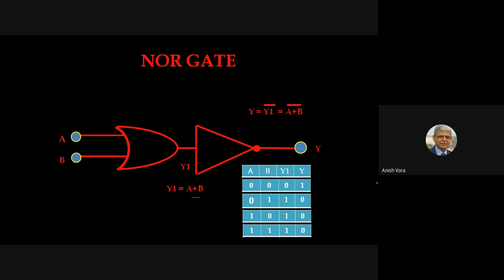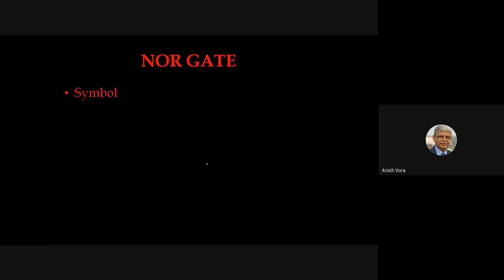This is just for understanding that the NOR gate is nothing but an extension of the OR gate with the NOT gate, right? So we do two operations here. First we do the OR operation, which gives us the intermediate Y1, and on top of that we apply our NOT gate, so we do a second operation, right? Now the symbol of the NOR gate is exactly similar to the OR gate, the only difference being the bubble. Just as we saw in the NAND gate, the same way we apply one bubble at the output and then it becomes the symbol for the NOR gate, right?